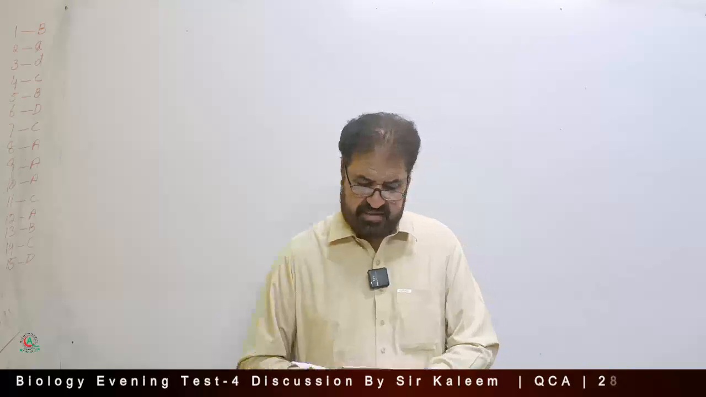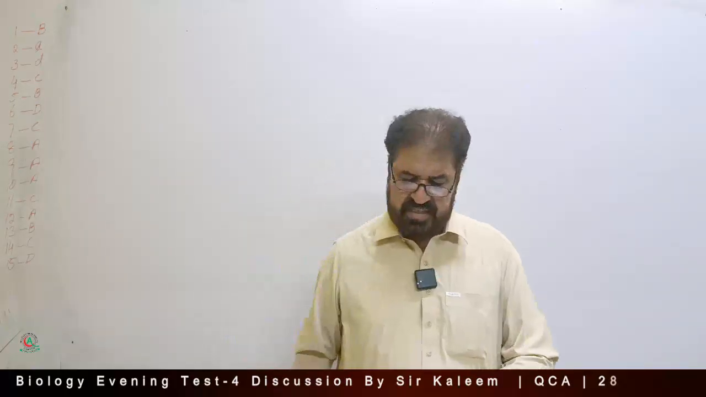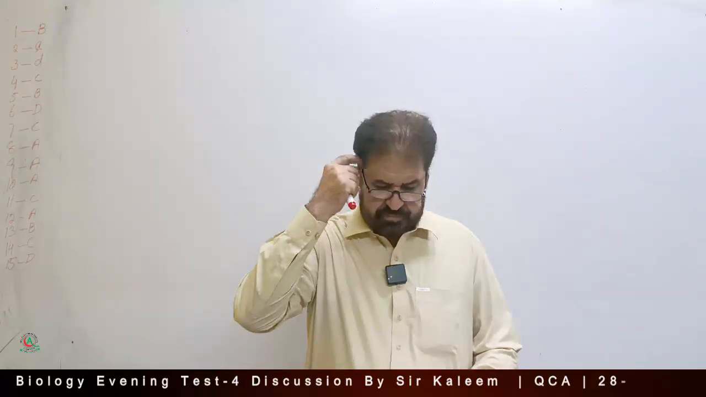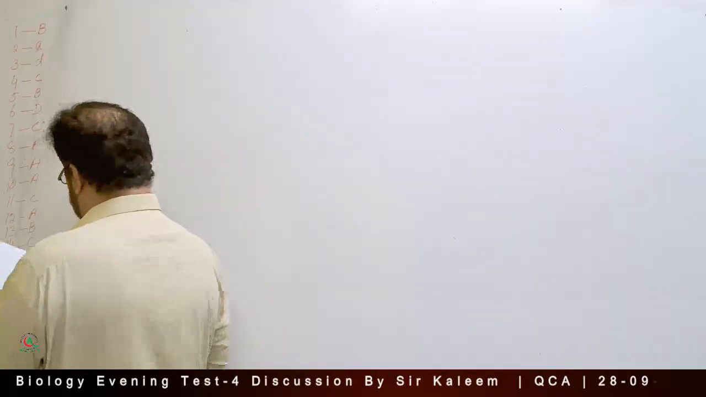Question number 16. The total number of cranial nerves in human body, pairs. 12 pairs of cranial nerves originate from the brain. So option first is correct in this question.